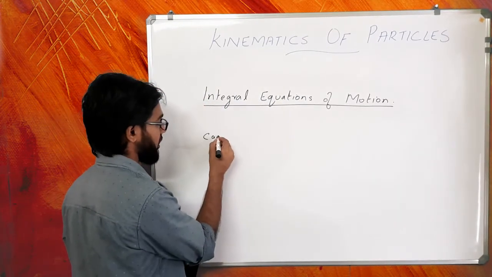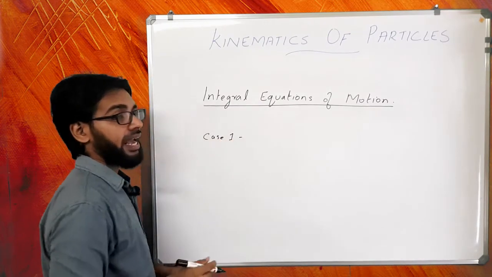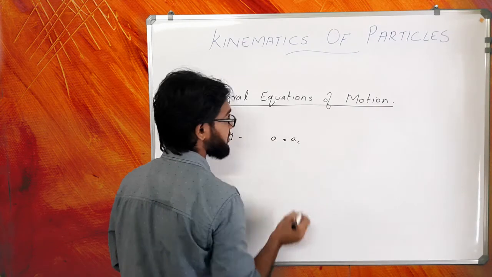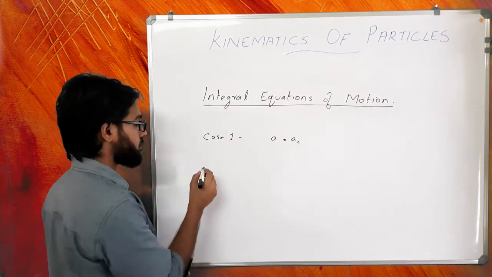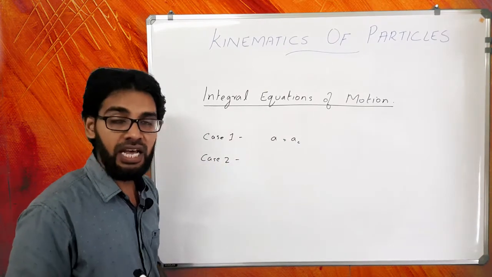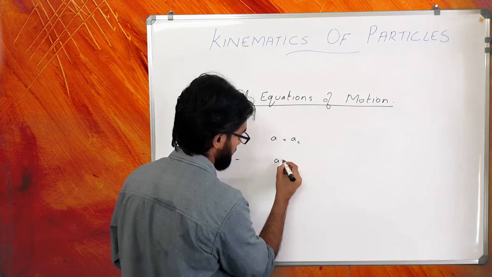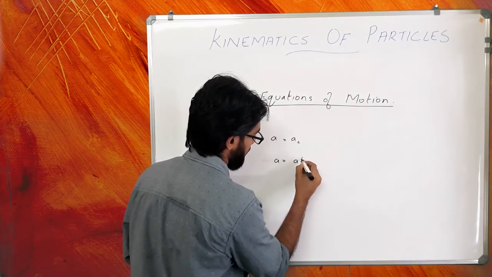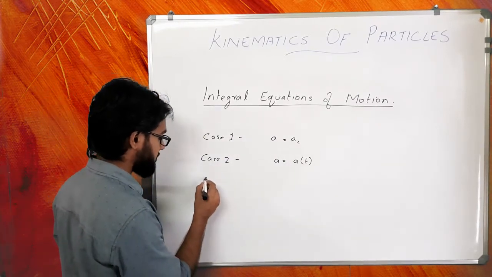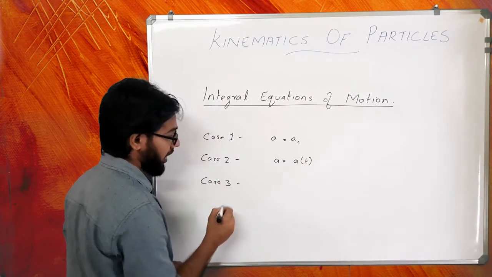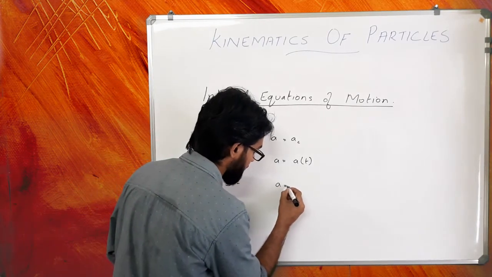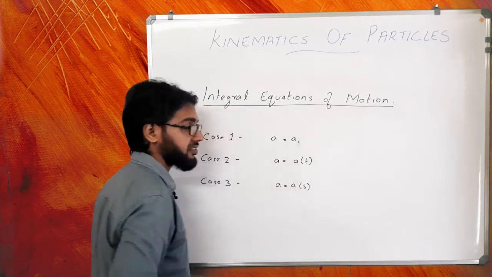Case 1, acceleration is constant, a equals ac. Case 2, acceleration is specified as a function of time, a equals a of t. Now case 3, acceleration is specified as a function of position, so a is equal to a of s.